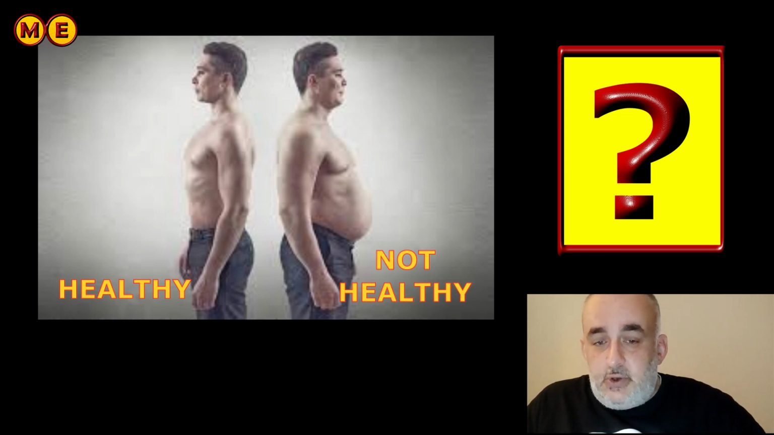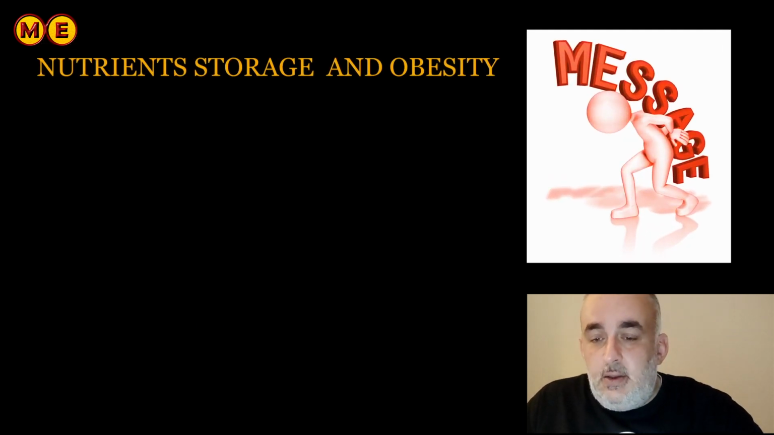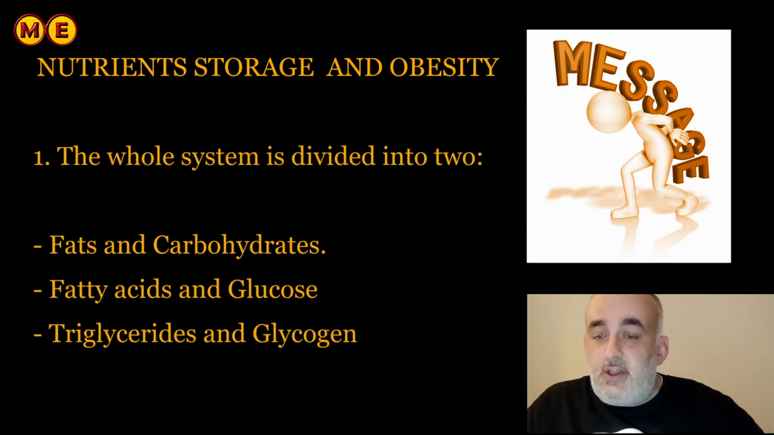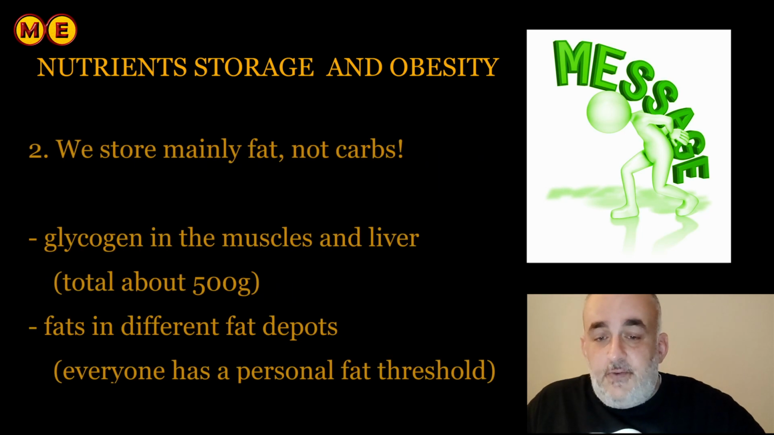That was all for this episode, and what we need to remember about nutrient storage and obesity is, first, that both in conversion of nutrients into energy and in their storage, the whole system is divided in two. We have fats and carbs, fatty acids and glucose, triglycerides and glycogen. The second thing to remember is that we can only store a limited amount of carbs in the form of glycogen in our liver and muscle cells, and that the main way we store nutrients is in the form of fat in various fat depots.